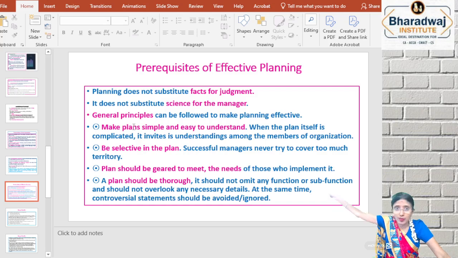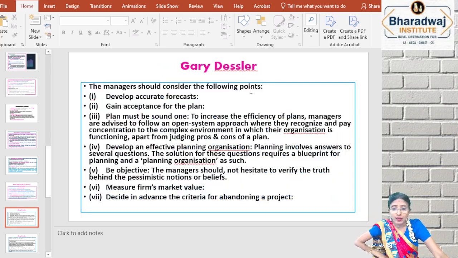You see, it was a separate slide. Gary Dessler, my dear students, one other segment you should not miss. An expert was given that managers should consider the following points while making a plan. Can I expect one of you to read this? One can read the three, and the other can read the next four. Please, can you read it once so that you register it in the class?